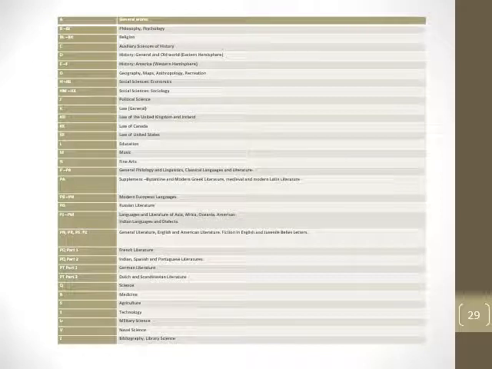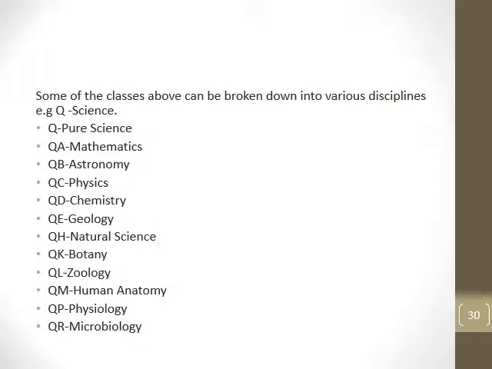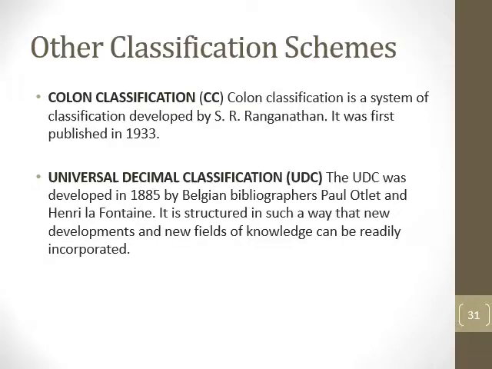Q, science. R, medicine. S, agriculture. T, technology. U, military science. V, naval science. Z, bibliography and library science. Some of the classes above can be broken down into various disciplines, e.g. science. Q, pure science. QA, mathematics. QB, astronomy. QC, physics. QD, chemistry. QE, geology. QH, natural science. QK, botany. QL, zoology. QM, human anatomy. QP, physiology, and QR, microbiology.